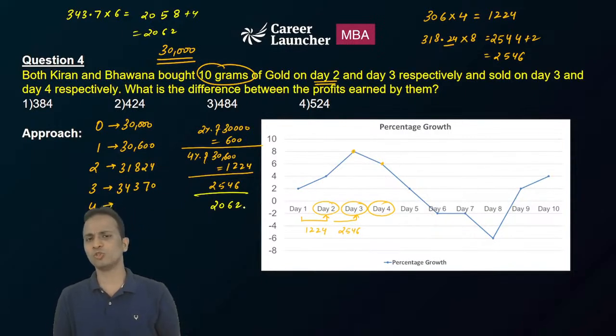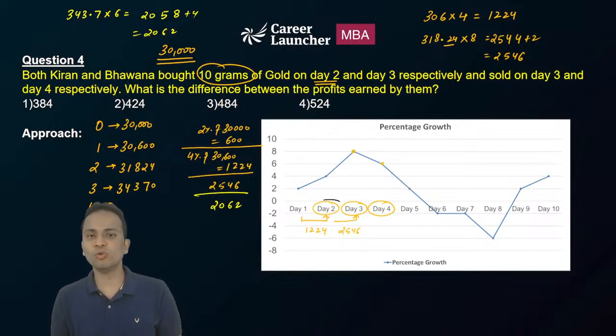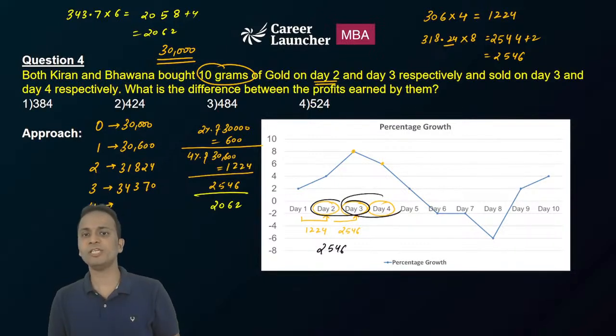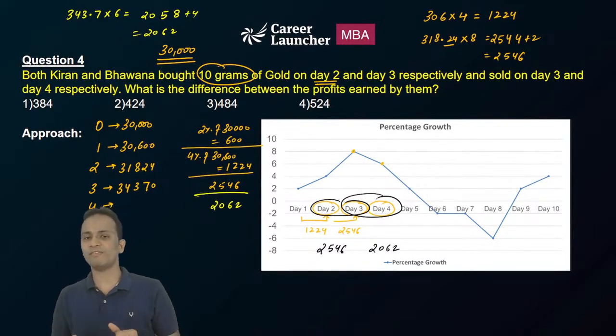Okay. Now there is no need to write the final price. मुझे तो सिर्फ profit ही देखना है ना. Okay. So I can say that from day 2 to day 3, the profit is 2546. From day 3 to day 4, the profit is 2062. Okay, so Kiran got the profit of 2,546 and Bhavna got a profit of 2,062.